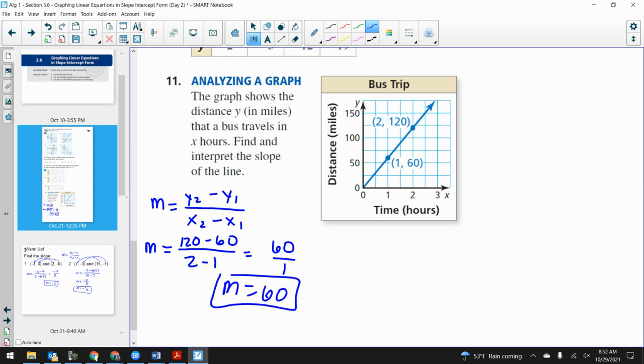But it also asks us to interpret. Now, if I'm ever asked to interpret slope, and you will be, what I like to do is label my y and my x. Like, for example here, this is 60 over 1. What's my label on my y-axis? Miles. What's my label on my x-axis? Hours. Oh, that makes more sense. Miles per hour. That's speed, 60 miles per hour. That's the interpretation, is that the speed is 60 miles per hour. Okay. Speed is rate of change. Speed is slope.